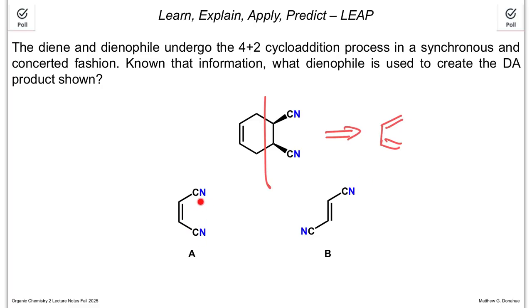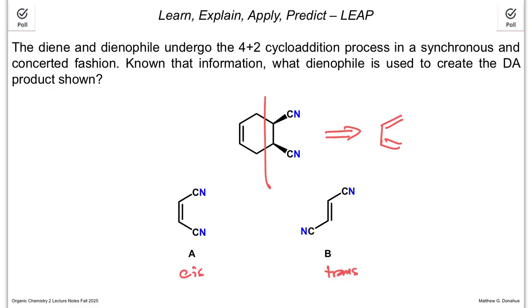How would you describe the relationship of these CN groups in A? So we'll say cis. And then for B, trans. Look at the relationship of the CN groups in the product. Do you remember what this bolded wedge meant? It's coming out towards you. So they're both the same, right?